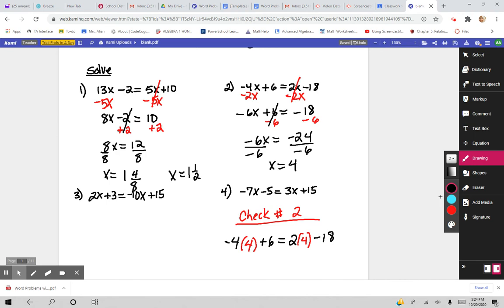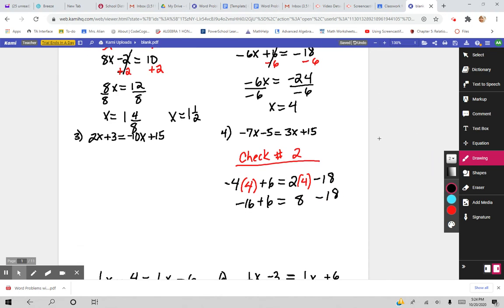Okay, let's see if this is true, if this equation is true. So we have negative 16 plus 6 equals 8 minus 18. So this gives us negative 10 equals negative 10. Well, negative 10 does equal negative 10. That is a true equation. So that means our answer is correct. So that is how you check.